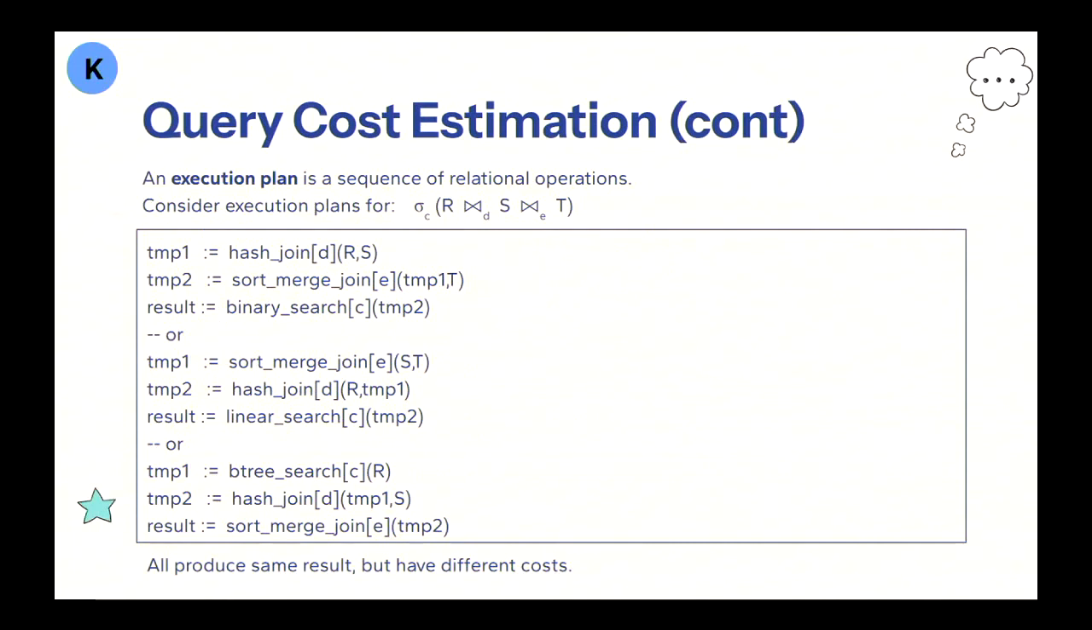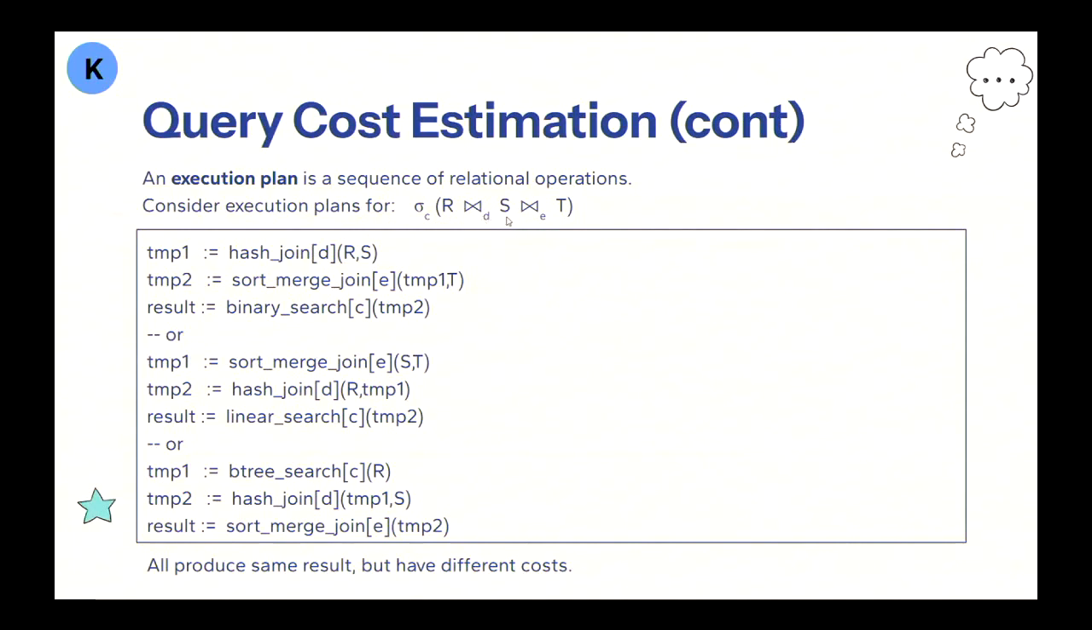And just now we mentioned one of the key factors affecting the cost of a query is called a query execution plan. An execution plan is a sequence of relational algebra operations. So let's consider this joining of three different tables. The theta join of three different tables on different conditions here.